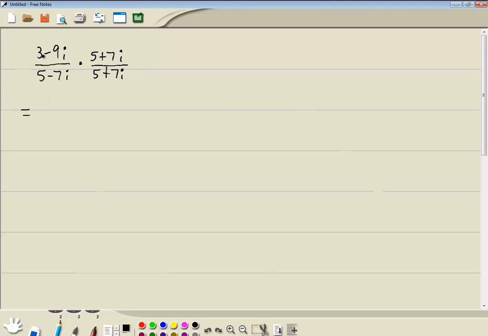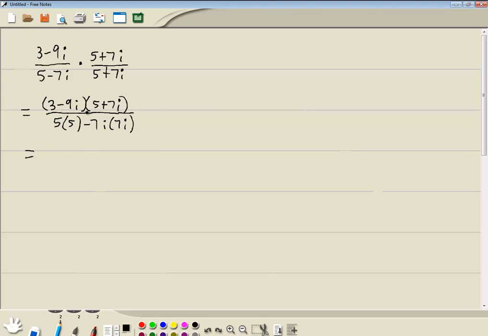So up on top, let me put those next to each other first. 3 minus 9i times 5 plus 7i. Nice part about conjugates is you don't have to actually multiply everything together. You just have to multiply your first parts and your last parts. So we'll take 5 times 5 and negative 7i times 7i.